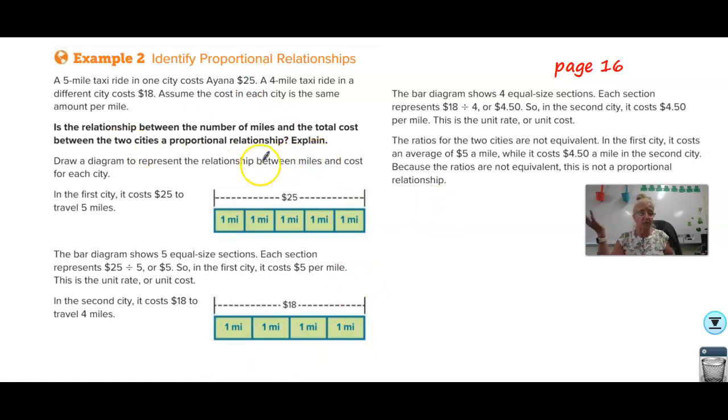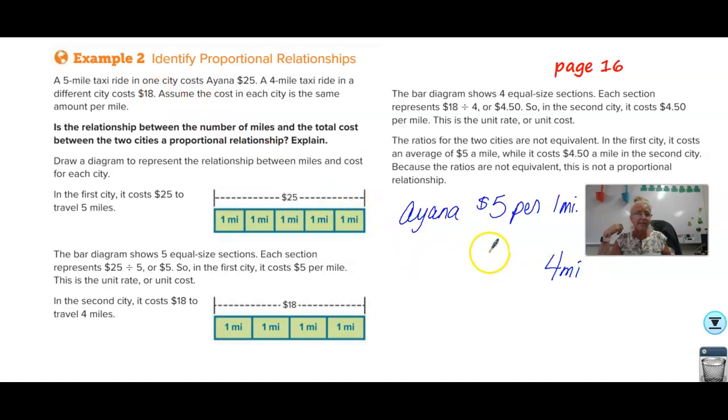Well, you just divide 25 by 5 and you would get 5. So Ayana is paying $5 per mile. So if it's proportional, then the money should be 5 times the miles. All right. Well, in a different city, we had 4 miles and we have $18. Well, we know that the money has to be 5 times the miles. What's 5 times 4? It's 20, not 18.